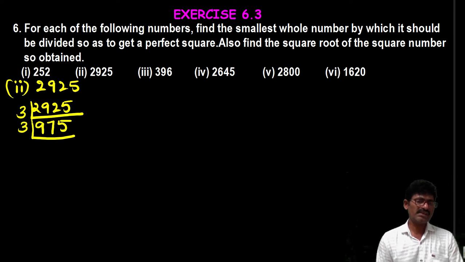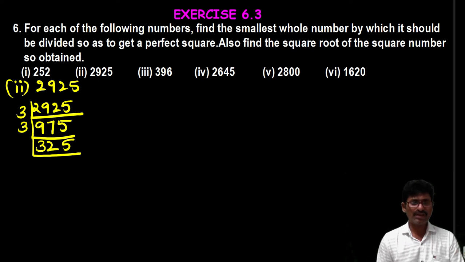Now let us divide this again by 3. 3 times 3 is 9. 3 times 2 is 6. 1 will be there, 15. So 3 times 5 is 15. Now if you add 3, 2, 5, what will be remaining? That is equal to 10. It is not divisible by 3. So 325 is not divisible by 3.